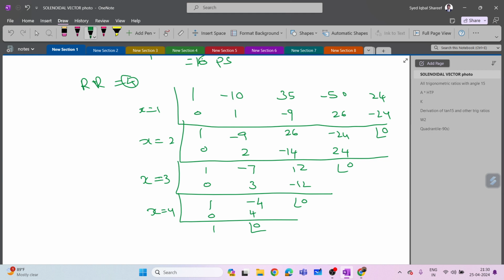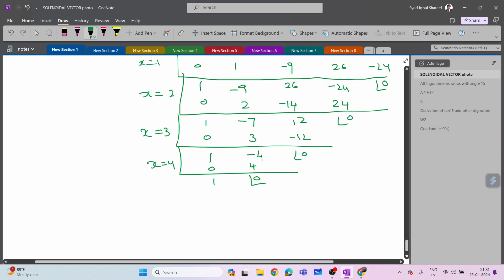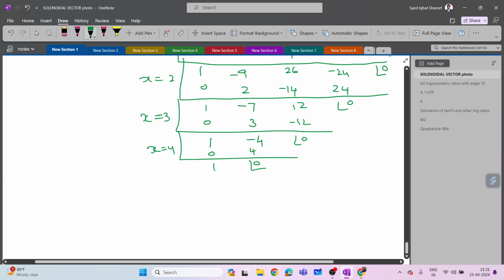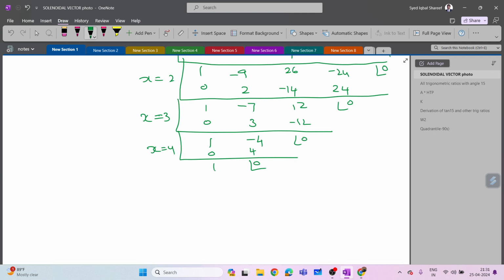So that's it. There will be one constant. 1, 2, 3, 4. 4 times we have done. So what are the roots? Required roots of the given polynomial are x equal to 1, 2, 3, 4. That's it. That is our answer.